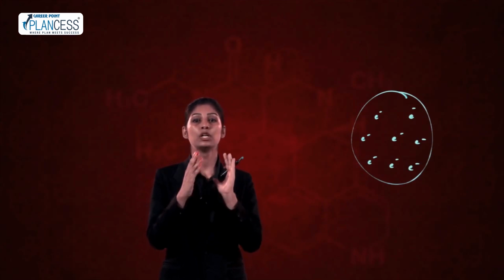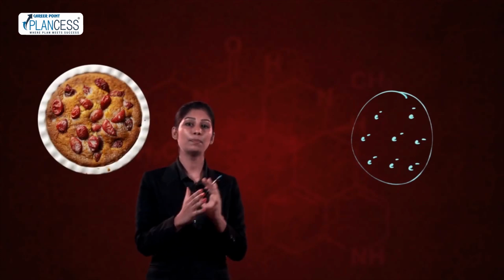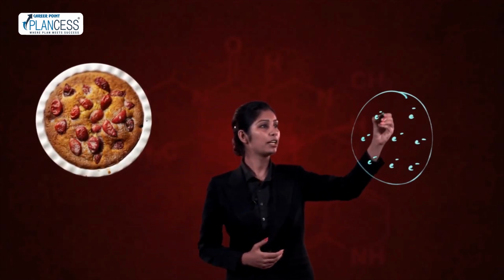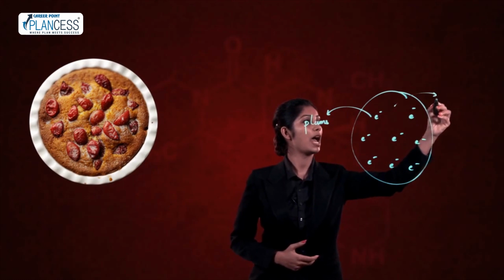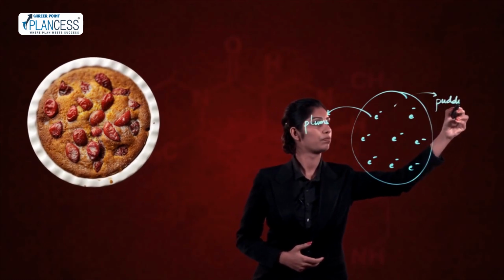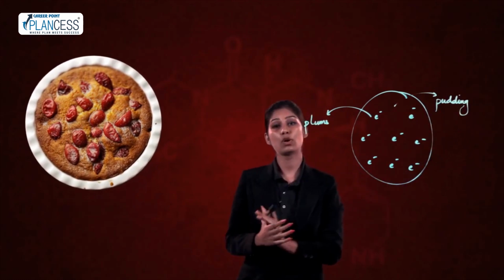Electrons are evenly distributed. As you can see in this diagram, he thought that the atom consisted of negatively charged electrons surrounded by a positive sphere. This structure looks like a plum pudding model, where the electrons are considered as plums and the positive sphere as pudding. That's why this model is also called the plum pudding model.